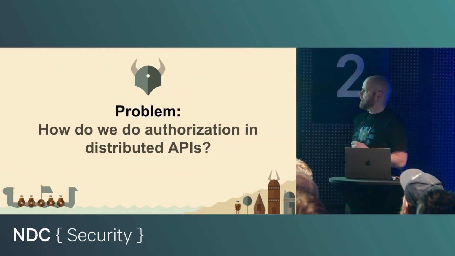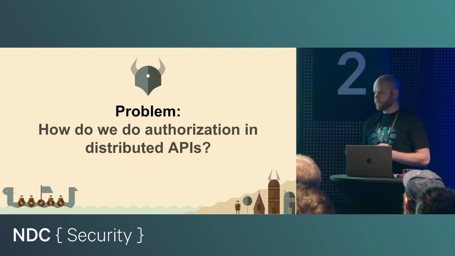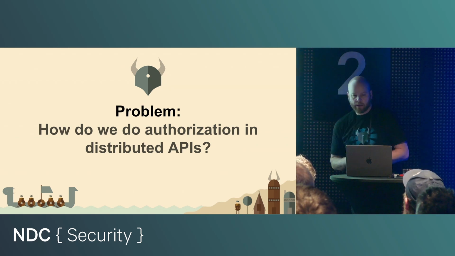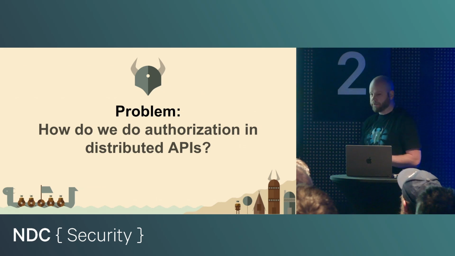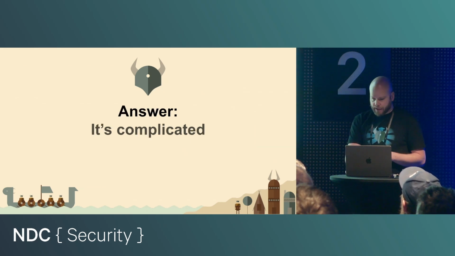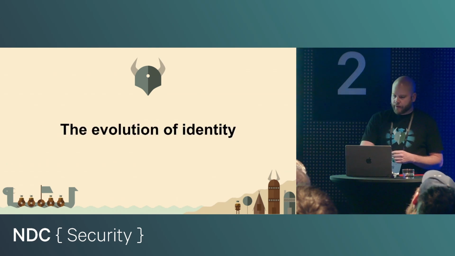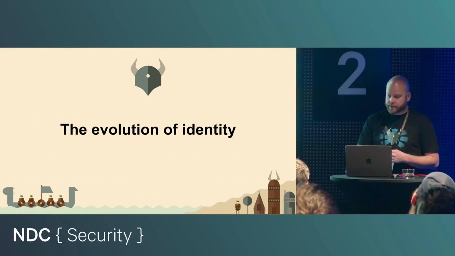All right, so back to the problem. How do we do authorization in distributed APIs? Because that's basically what I had to work with. Modern tech stacks increasingly tend to be distributed. And that's a pretty complicated problem. But first off, since my background is in identity, I figured like maybe we can start there.